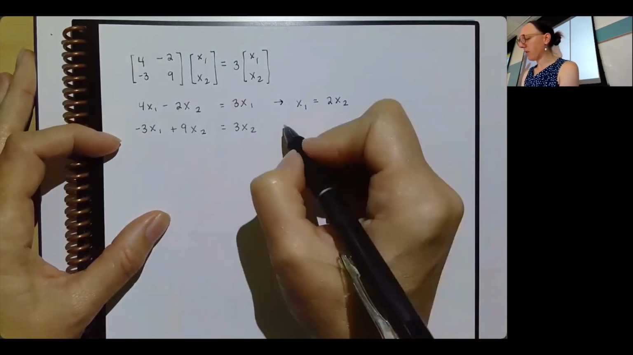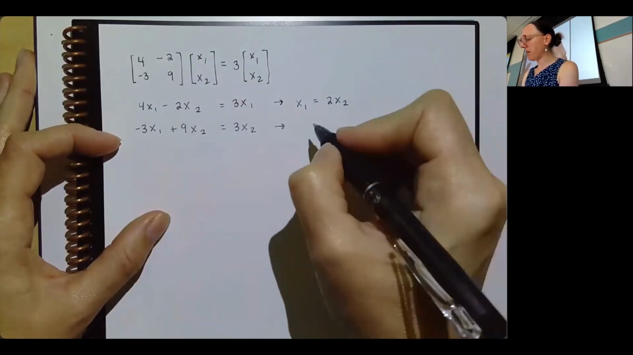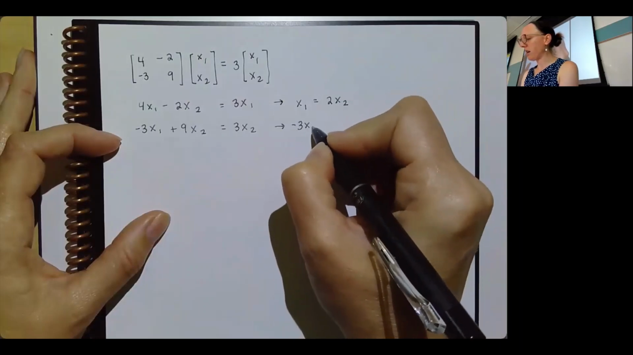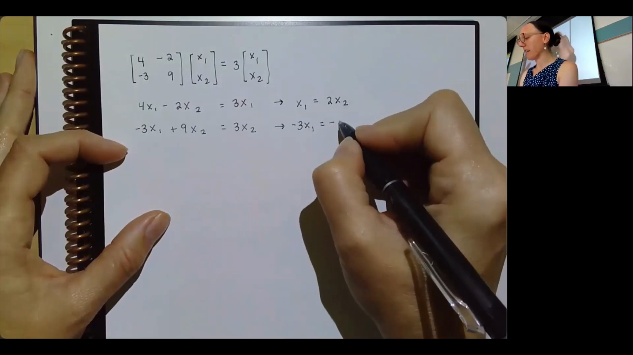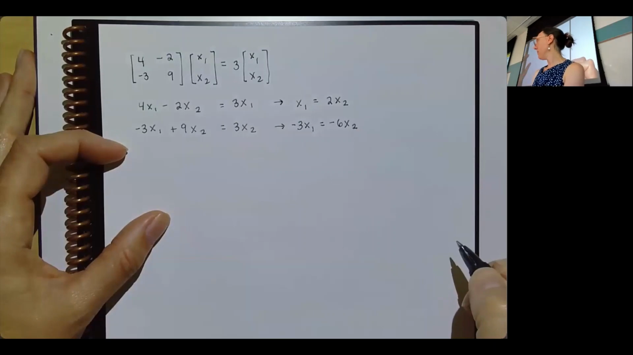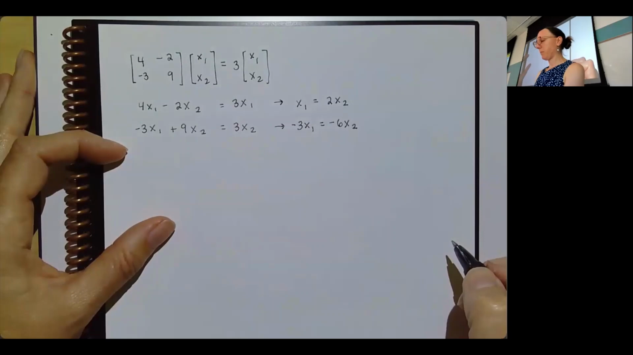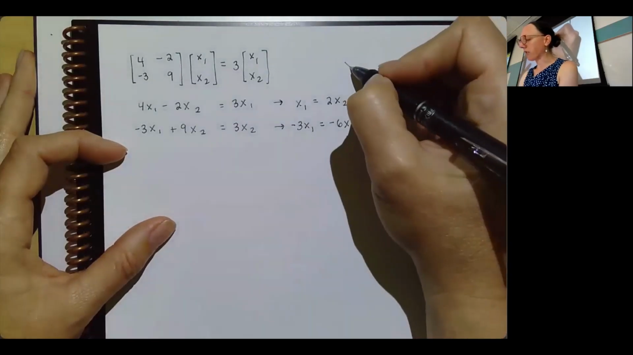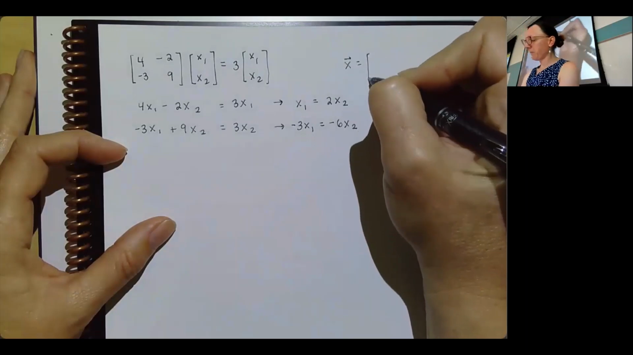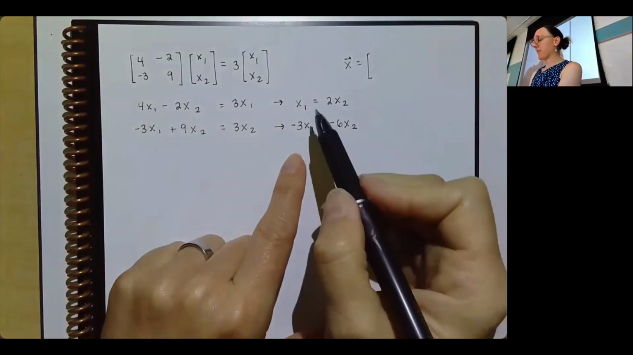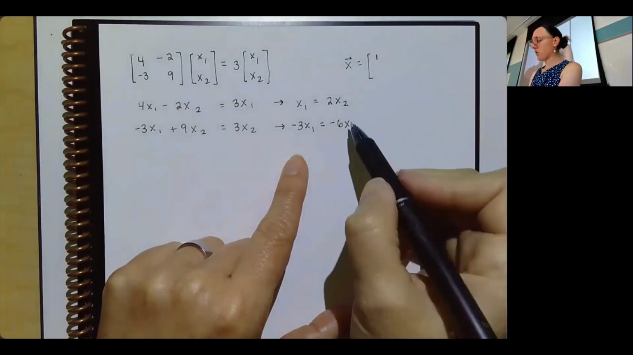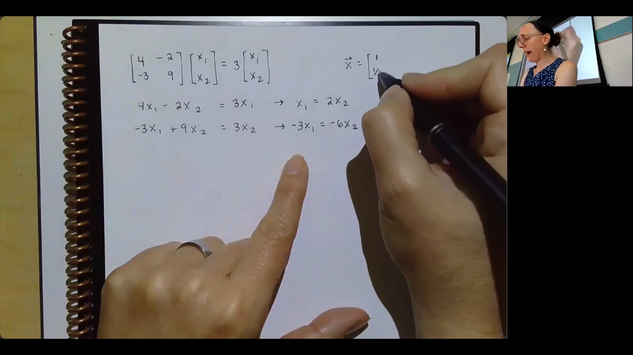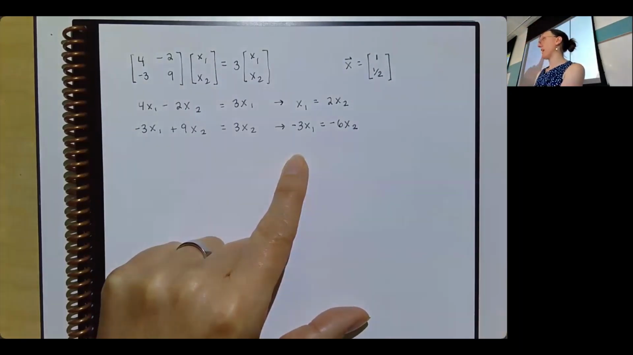If I do the same thing down here, I'm going to leave my x1s on the left. So I would have -3x1. And then if I subtract 9x2 from both sides, I'll have -6x2. And they match. So if I choose an eigenvector, if I let x1 be equal to 1, then x2 would have to be equal to 1/2. And that is definitely the choice the textbook would make.